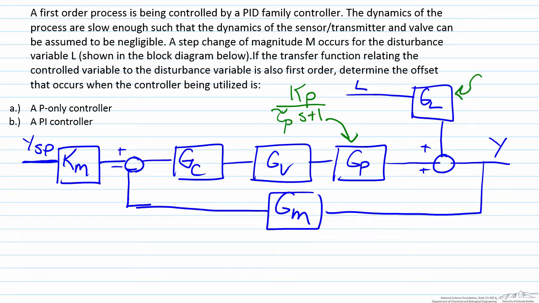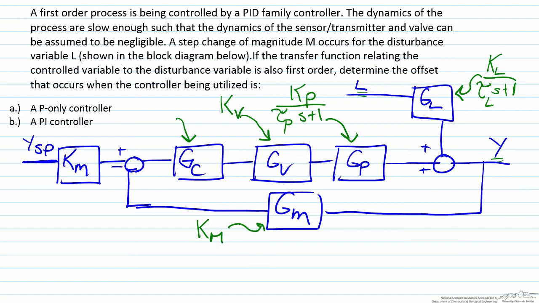Similarly, we said the relationship between the controlled variable, which in this case is Y, and the disturbance variable, stated as L, is also first order. So that will be KL over tau LS plus 1. We're also looking at the fact that the valve and the transmitter, due to the fact that their dynamics are much faster than the process, can be assumed negligible. That means that these are both just gains, KV and KM, respectively.